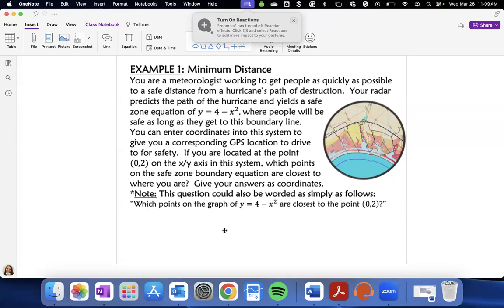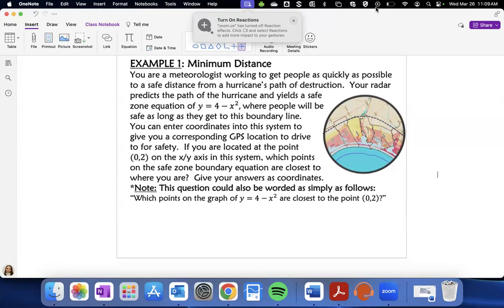Right? Oh, this is not... I have to point this at the screen because I'm trying to record it on here, but it's not showing up. Give me 1 second.